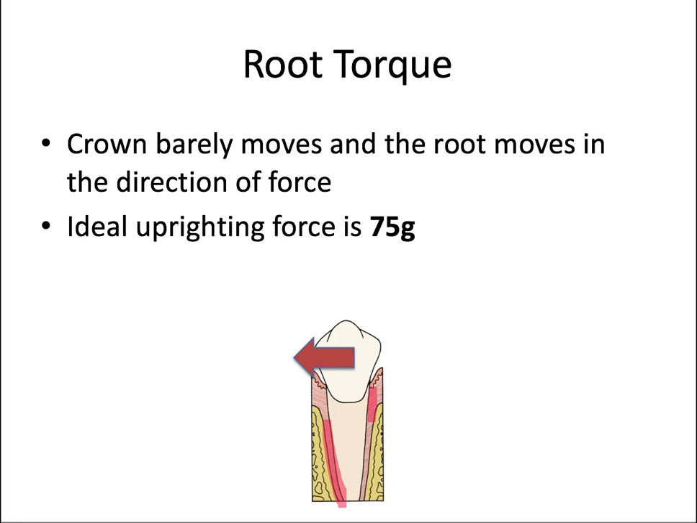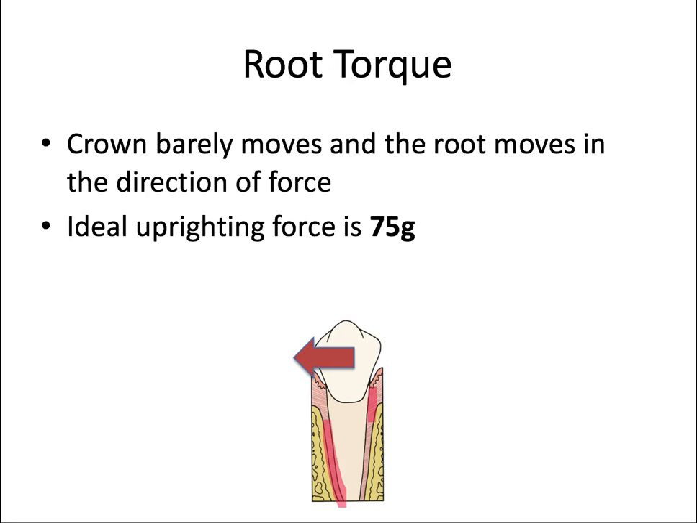Now for root torque, this means that the crown barely moves and the root is actually moving in the direction of the force. This requires some more advanced biomechanic techniques like providing couples and using rectangular wires or auxiliaries, and again we can talk more about that in the next video. But even though the force is being applied in this direction, we're trying to keep the crown in a pretty steady position, and the root is what's doing most of the movement.